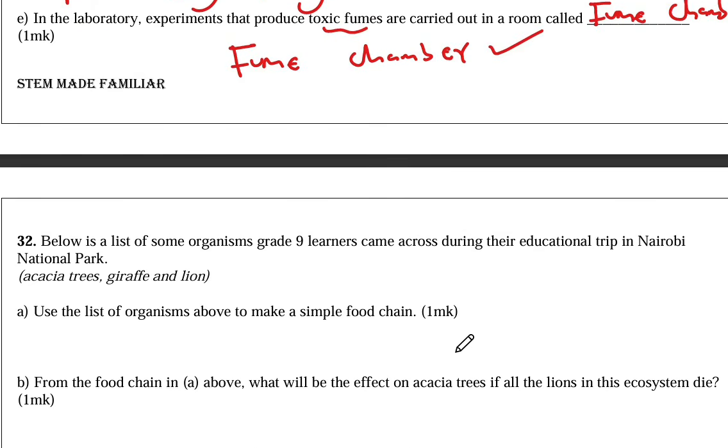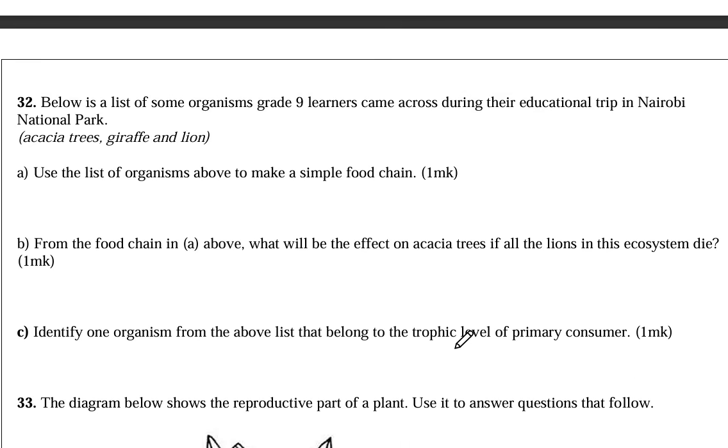We continue with number 32. We are done with number 31. Below is a list of some organisms grade 9 learners came across during the educational trip in Nairobi National Park. We have acacia trees, giraffe, and lion. Part A, use the list of organisms above to make a simple food chain.